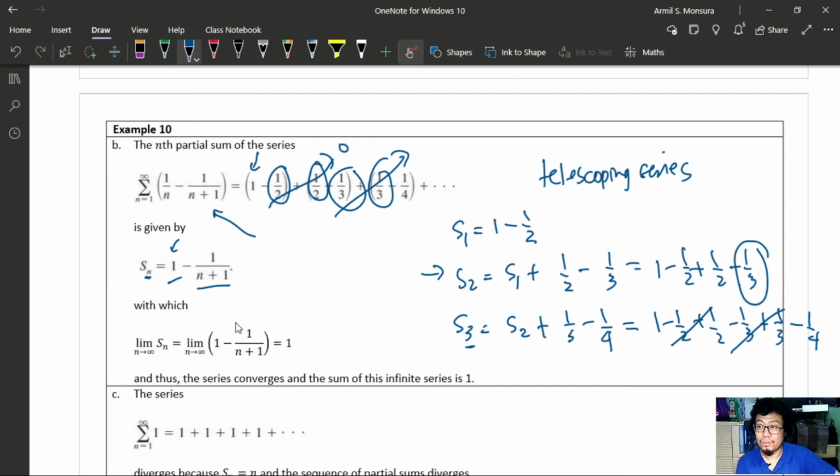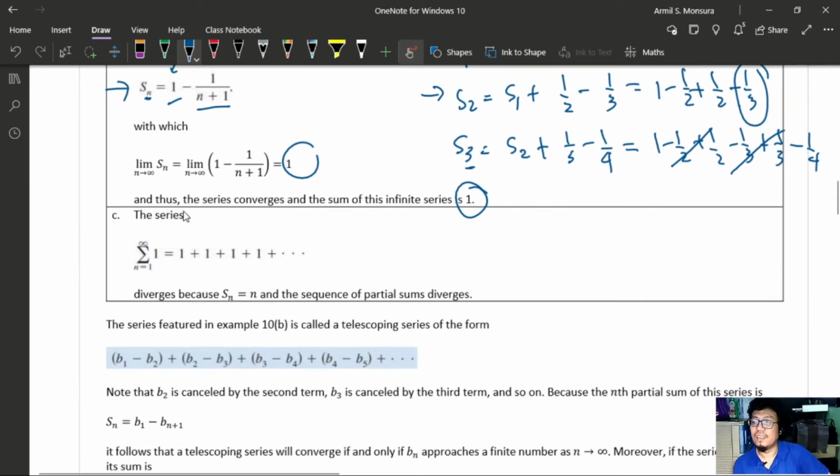If you find the limit of that, it becomes 1. So the limit of the partial sum is 1, and therefore the sum of this infinite series is eventually 1. Later on, there is also a technique by which, as a telescoping series, we will be able to get this sum.